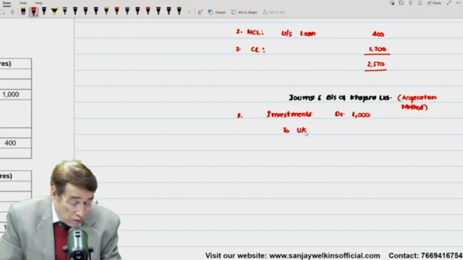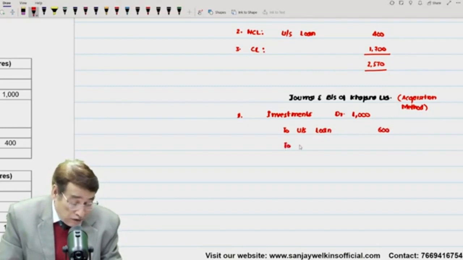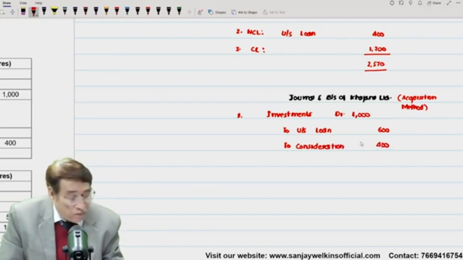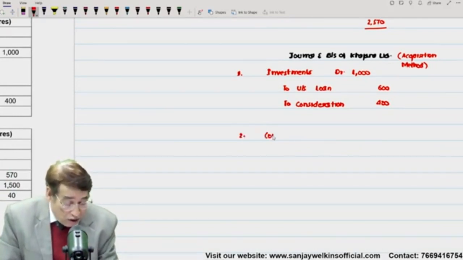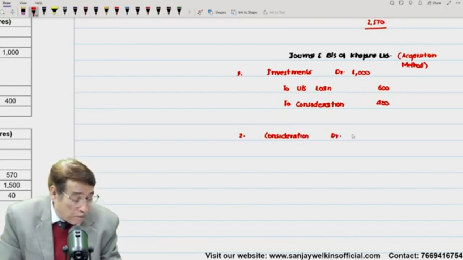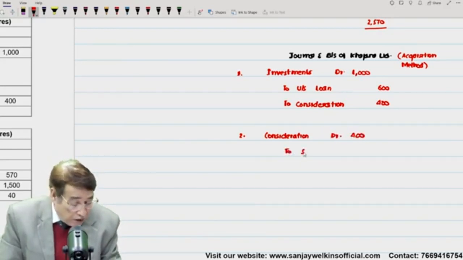Further, to unsecured loan account. You took over unsecured loan also. As far as unsecured loan is concerned, that is equal to 600. And you are supposed to give consideration of 400. Consideration. So no loss or profit in this case, but you are supposed to pay 400. Second entry with respect to payment of consideration. Consideration account debit. We are supposed to make a payment of 400. I'll write 400. And the entire payment is by way of share capital.